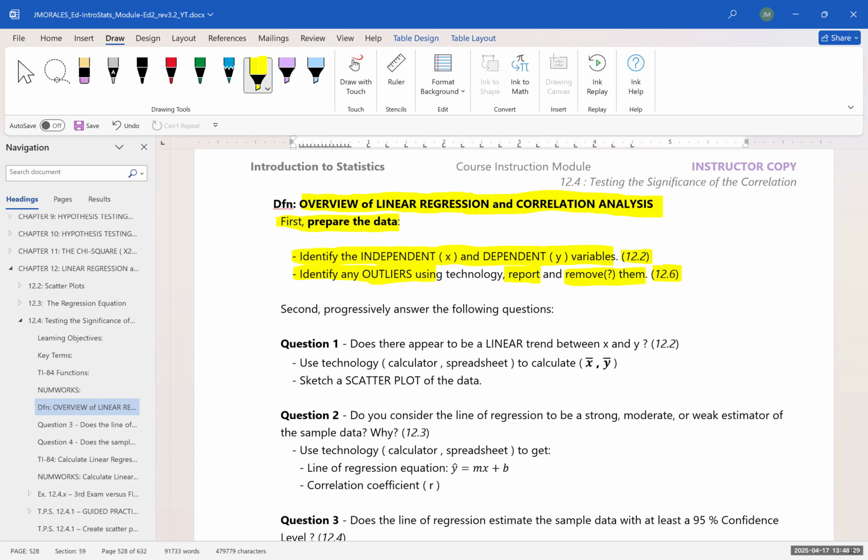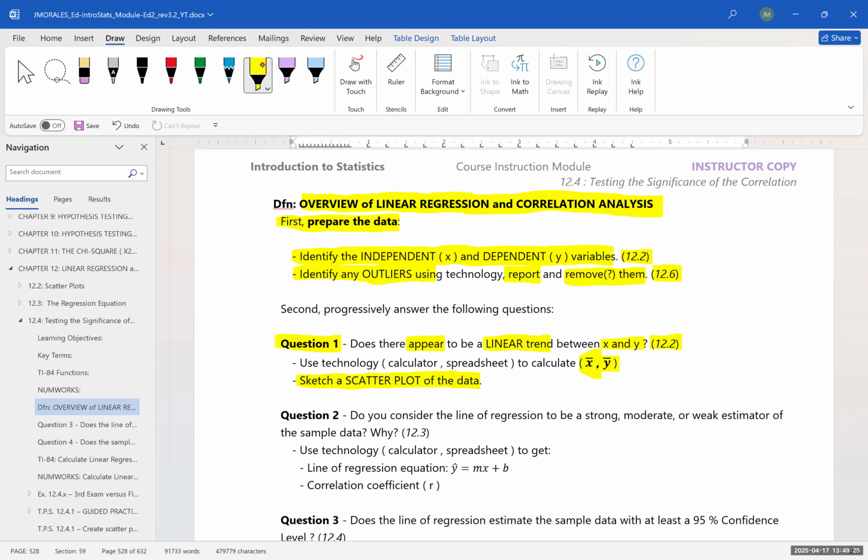Next, you would progressively answer the following questions. Question number one is what we learned in section 12.2: does there appear to be a linear trend between X and Y, your two random variables? Use technology to calculate the mean point, X bar, Y bar, and then sketch a scatter plot of the data. You're just getting a qualitative assessment, looking at the pattern of points in your scatter plot to see if there is a linear pattern at all. That's question one.